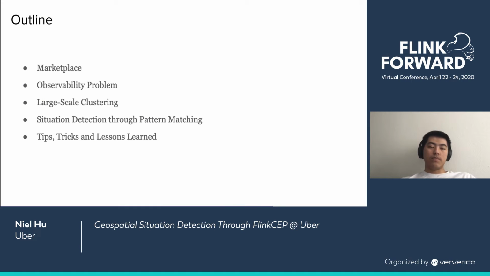This is the outline of the talk today. First, I would like to describe what a marketplace is, and what a marketplace does inside Uber. Then we'll switch to probably one of the biggest challenges within a marketplace, the observability problem. I'll go through the technical details of how we build a large-scale clustering algorithm with Apache Flink, and how we use complex event processing to detect meaningful information from those complicated geospatial patterns and sequences. Lastly, I would like to talk about some tips and tricks, lessons learned from our experience building Flink applications.